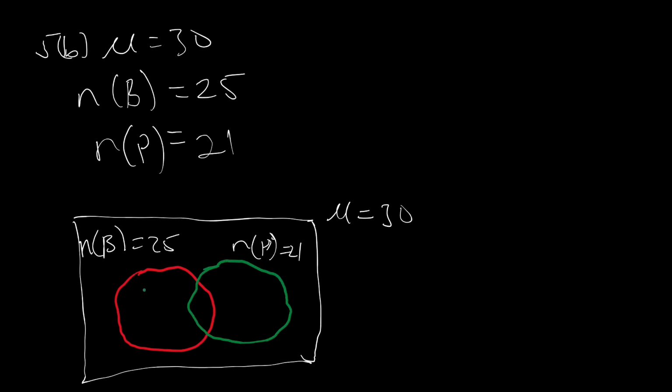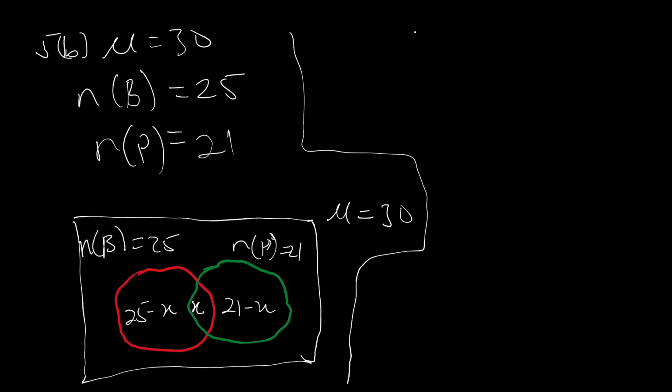So the red circle represents the number of students who study biology, and the green circle represents the number of students who study physics. We don't know our B intersection P, so we represent that portion by X. Now the number of students who study only biology will be 25 minus X, and the number of students who study only physics will be 21 minus X.